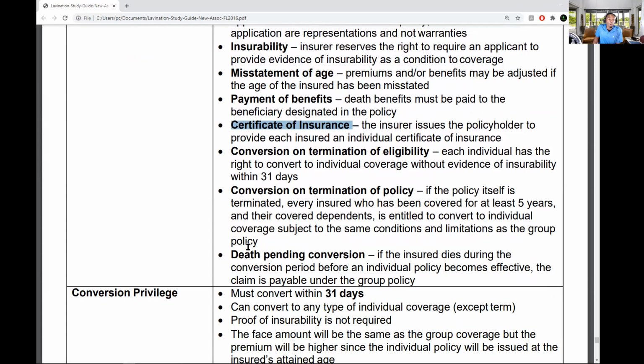But anyway, let's also talk about conversion on termination of the policy. Let's say the employer or the sponsoring organization decided, we're going to cancel it. We're not going to provide those benefits to our employees anymore. So if the policy itself is terminated, every insured who has been covered for at least, how long did I say? 5 years. If you've not been covered for at least 5 years, you're not on it. The insured and the dependents are entitled to convert the policy. Now that's different. That's terminating the whole plan. So if you were just there for 4 years, you're out of luck. You have to be in there 5 years in order to be able to convert.